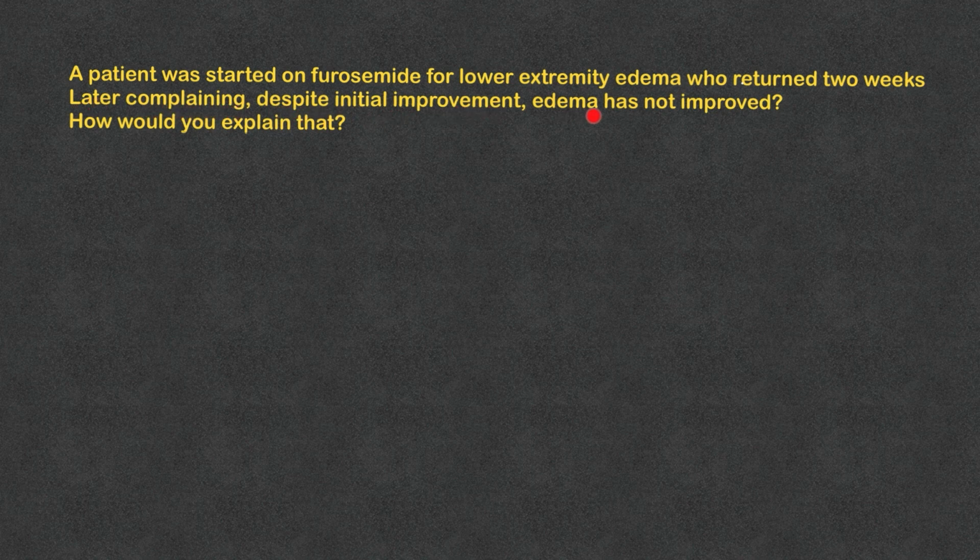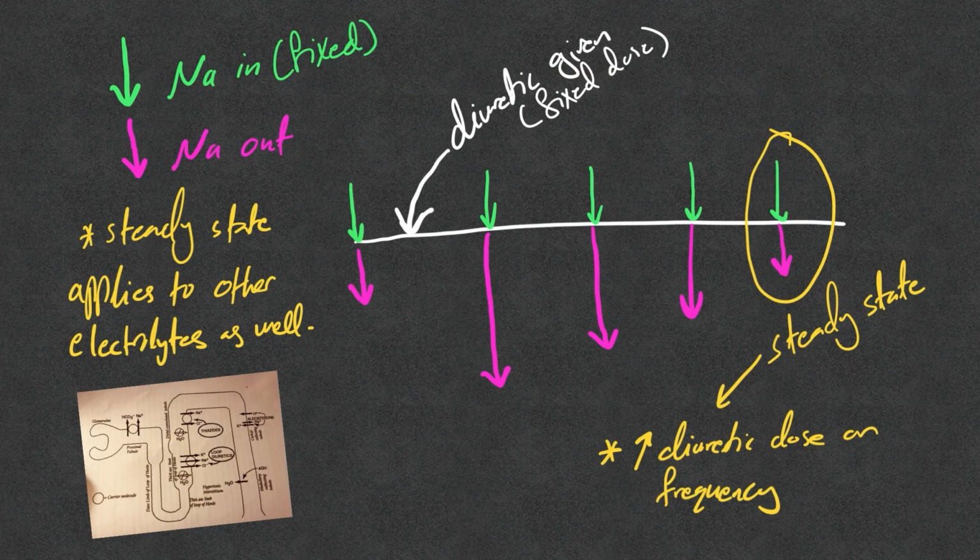A patient was started on furosemide for lower extremity edema and returned 2 weeks later complaining that despite initial improvement, the edema has not improved. How would you explain that? Before we explain that, let me bring this page here. So the green arrow here is the sodium intake, and the pink one is the sodium excretion through the kidney.